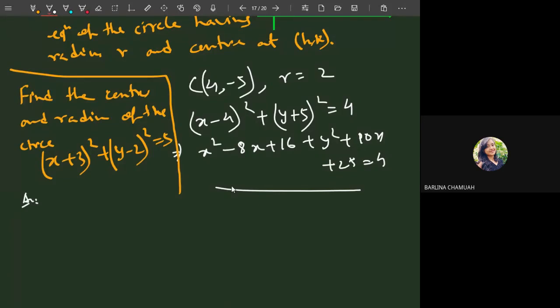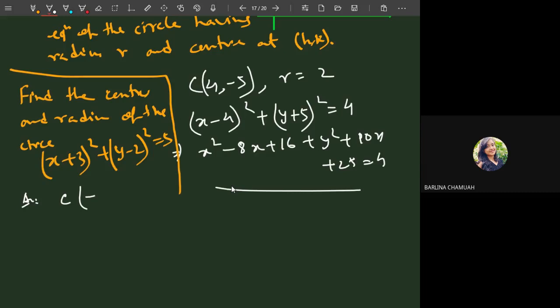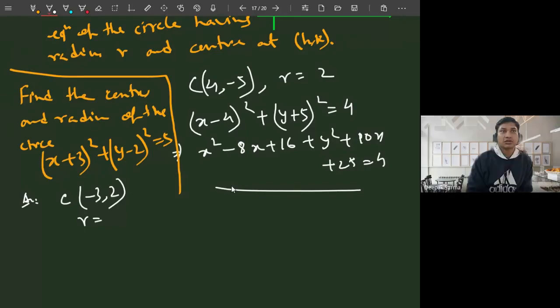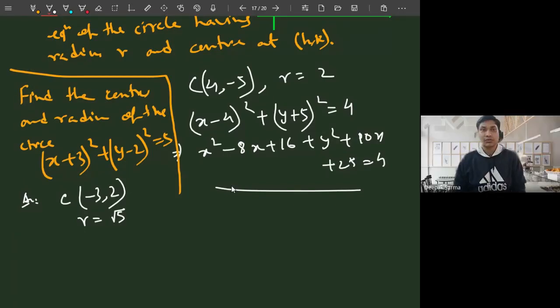Yes, sir. What is the center? The center is (-3, 2). And what is the radius? It's not 5, it's root 5, because the radius is root 5, not 5.